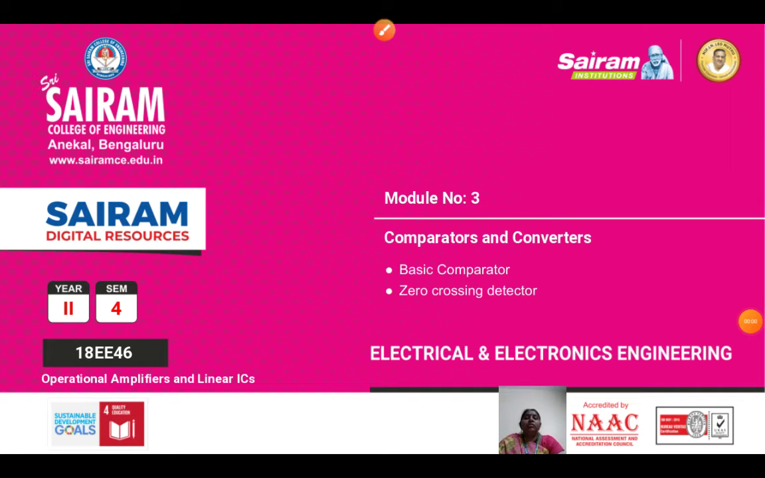So good morning students. In the previous video we had seen your sawtooth oscillator. So now we'll go for the next half module, that is your comparators and converters. Under comparators and converters, the first circuit we are going to see is your basic comparator, followed by your zero crossing detector.